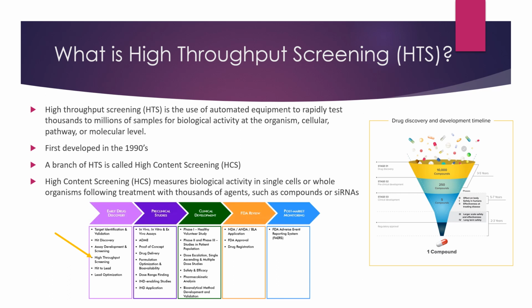In contrast to traditional HTS, which has a single readout of activity, HCS allows a scientist to measure many properties or features of individual cells or organisms at once. High content screening, or automated microscope-based screening, measures biological activity in single cells or whole organisms following treatment with thousands of agents such as compounds or siRNAs.